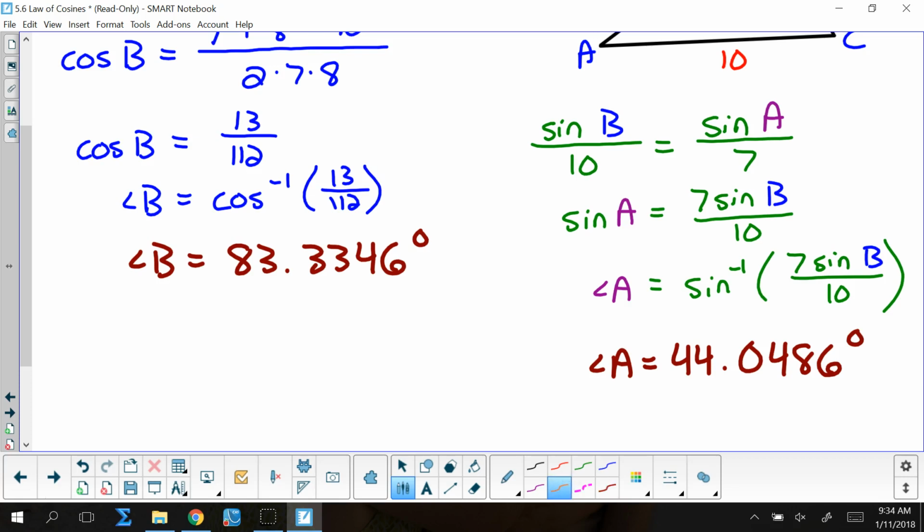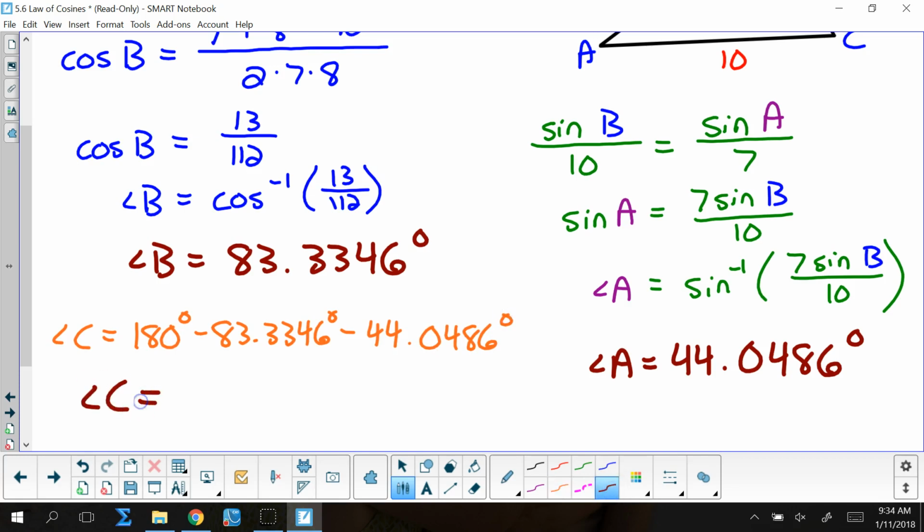Now we can find angle C. That's going to be 180 degrees minus 83.3346 degrees minus 44.0486 degrees. So angle C here is 52.6168 degrees.